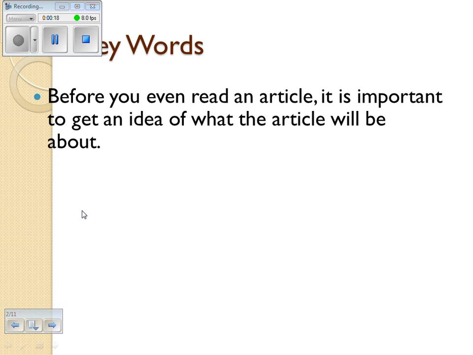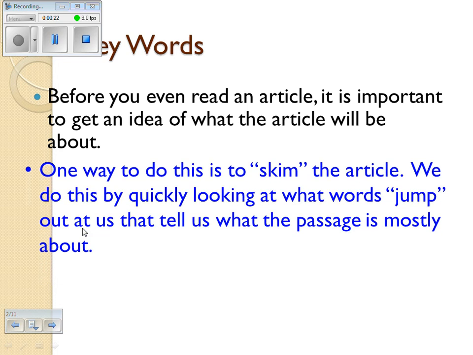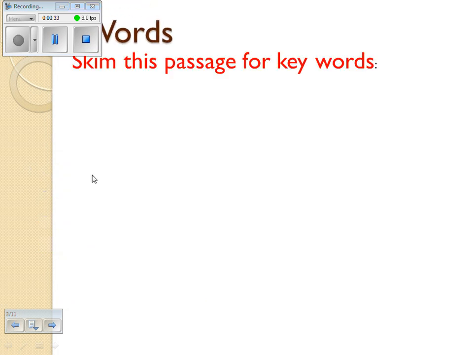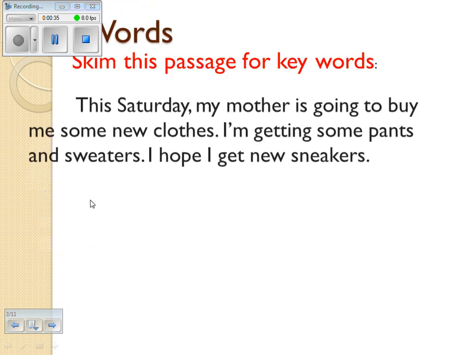Before you even read an article, it's important to get an idea of what the article is going to be about. So to do this, we skim the article, which means we read it really quickly, but we look for words that really jump out at us that will give us an idea of what the passage is about. Let's try it.